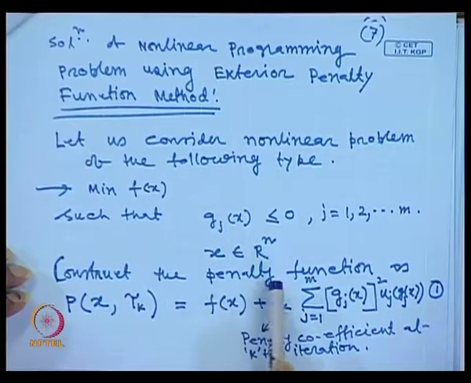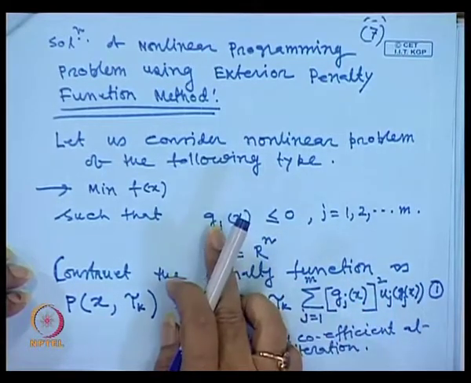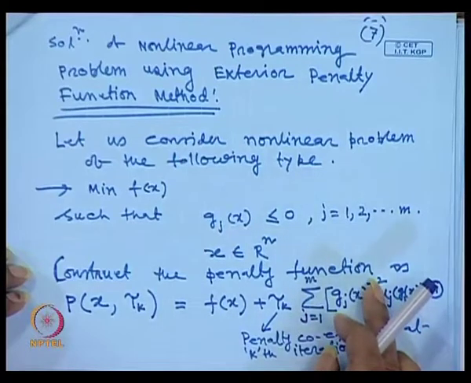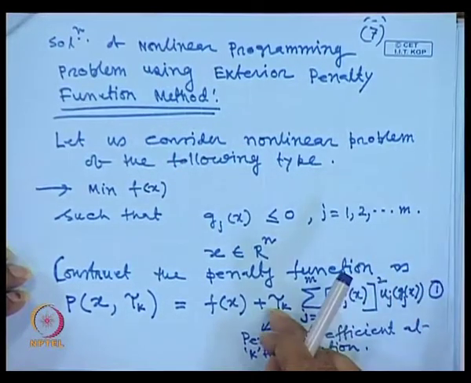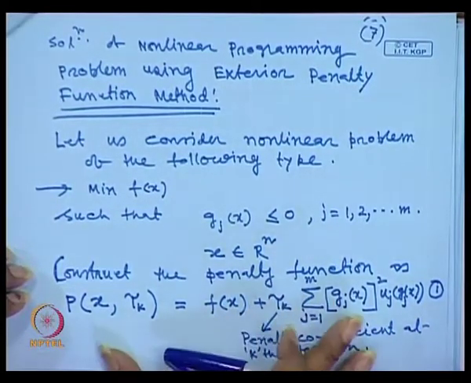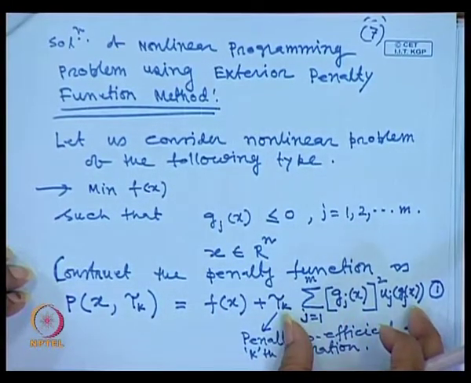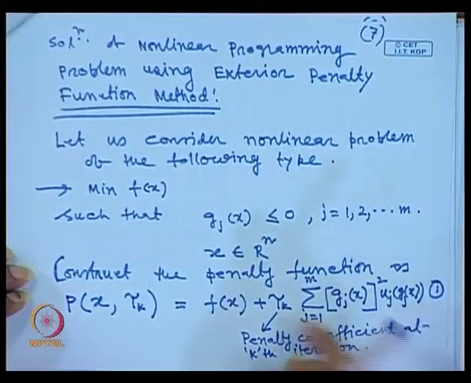First, we construct the penalty function like this. Whatever the constraint functions are, you square them and multiply by a penalty coefficient, and then add this to the objective function. This is the penalty function. The term associated with this is called the penalty term, and this tau of k is called the penalty coefficient. The values of mu j will be either 1 or 0.